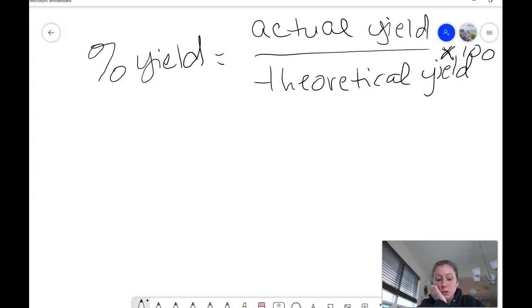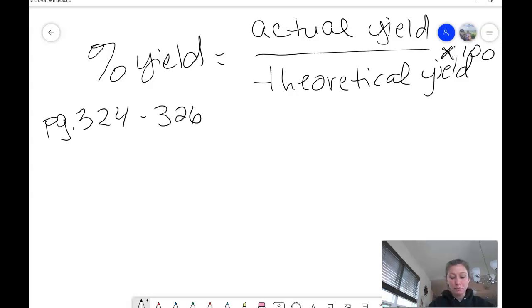So in your book, these are on pages 324 through 326. I'm going to work on a couple of the example problems in the book, walk you through it, and then maybe give you an additional example because the books are pretty straightforward and we can make this a little bit more difficult. Then you can finish your problems in your book and in the packet.